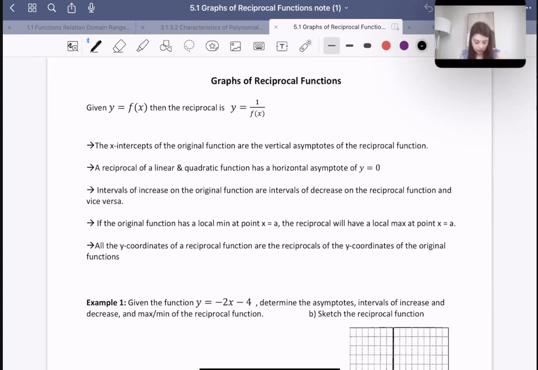So what we're going to do is some examples where we talk about reciprocal functions. We're going to draw the original, and we're also going to sketch the reciprocal of that original using some of these key points. So we'll be going back and referring to this list quite frequently today.